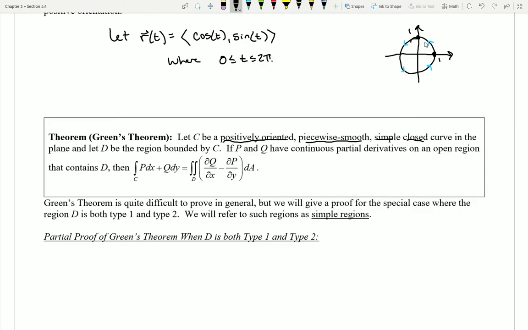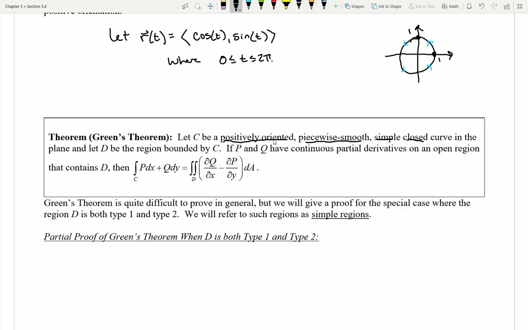As I walk around that curve, my interior region has to be on the left side. It's got to be piecewise smooth, so each of the pieces that maybe build this curve have to be smooth curves. It's got to be simple, the curve can't cross over itself, and it's got to be closed, it's got to start and stop at the same point.